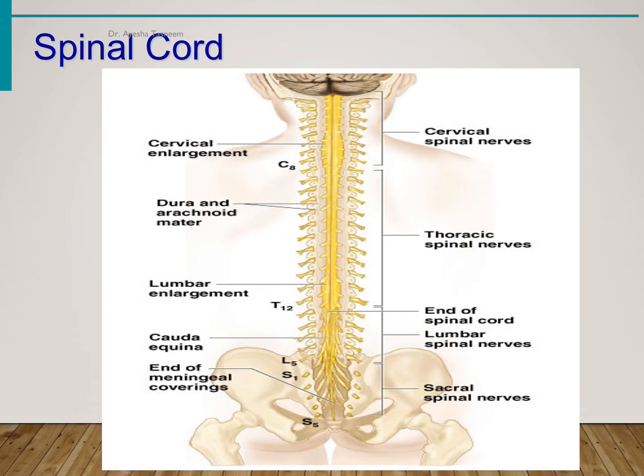Second part of the central nervous system is the spinal cord that extends from the medulla oblongata to the region of thoracic 12th, T12, and or L1, and it has eight cervical segments and 12 thoracic segments. Then it has lumbar and sacral segments.